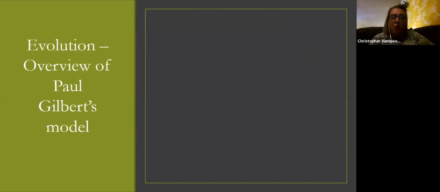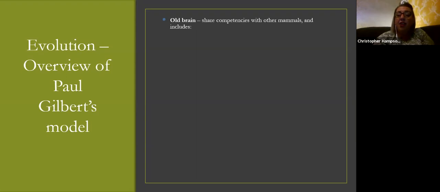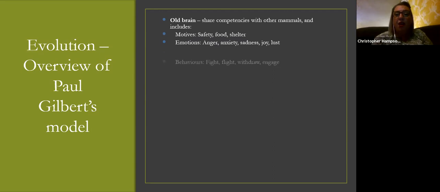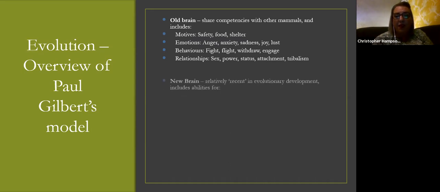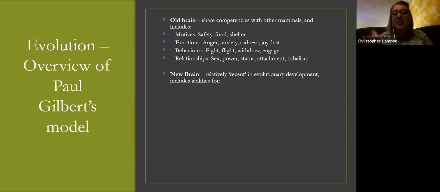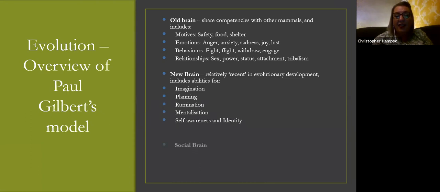So the evolution overview of Paul Gilbert's model. He states that we have an old brain and share competencies with other mammals, and it includes our motives: safety, food and shelter; our emotions: anger, anxiety, sadness, joy and lust; our behaviors: fight, flight, withdraw and engage; relationship, sex, power, status, attachment, tribalism. And then he talks about the new brain, which is relatively recent in evolutionary development. This includes imagination, planning, rumination, mentalization, self-awareness and identity, and our social brain, need for affection and care, and being socially responsive, and self-experience and motives.